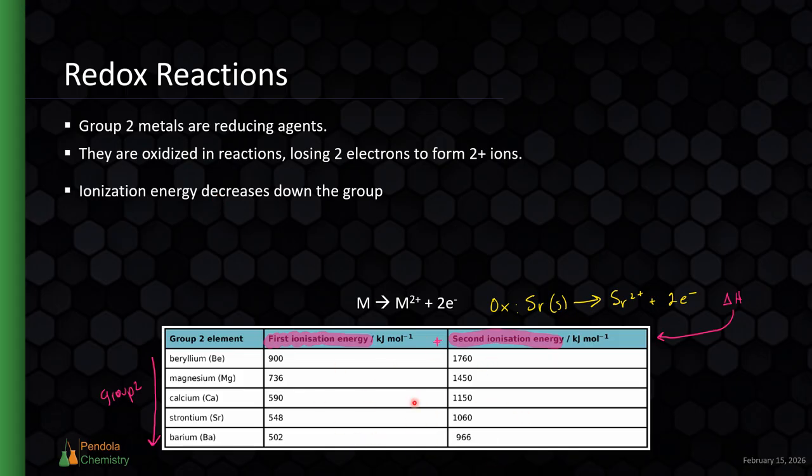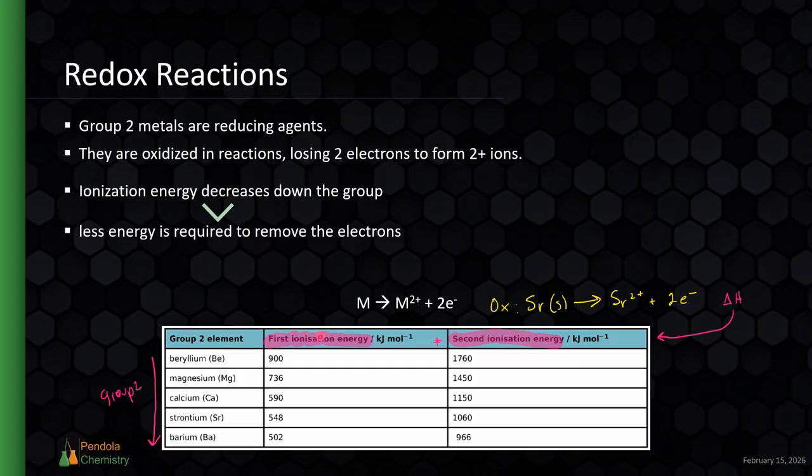And this is the key as to why they become more reactive, because if the ionization energy decreases down the group, that means that less energy is required to remove these 2 electrons from the original metal. Because notice, all ionization energies in this case are positive. So these are all endothermic processes. So the smaller the first and second ionization energy is, the less energy this process is going to take.